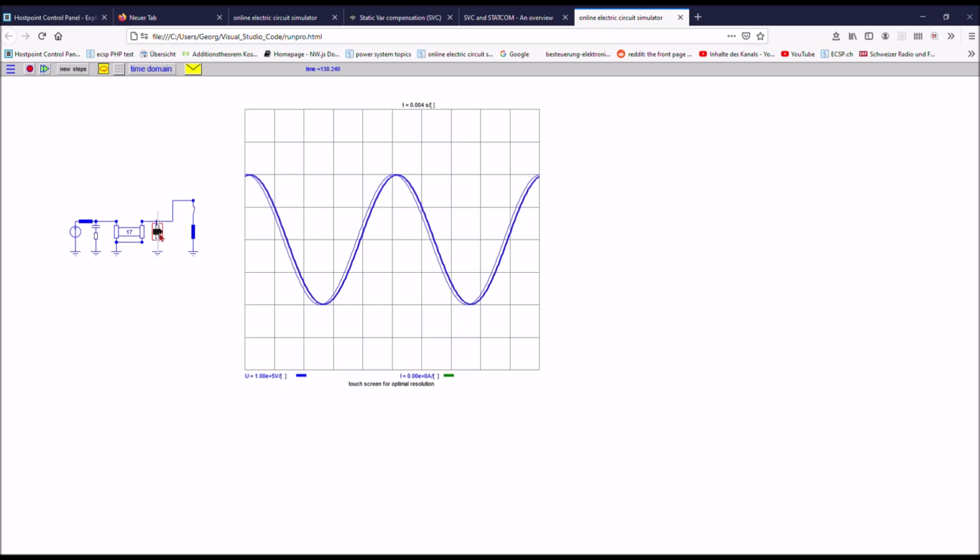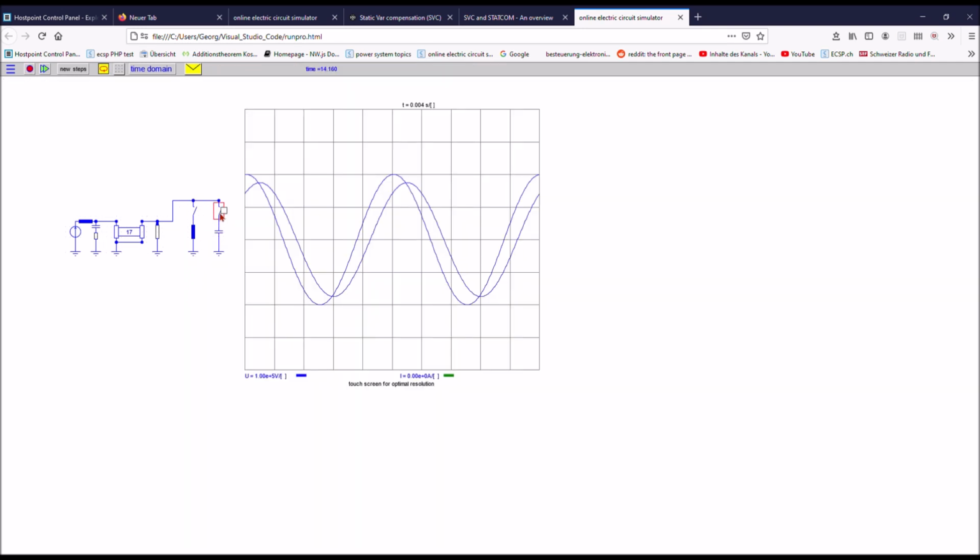If I increase my load, you see that the voltage is decreasing, so I have a too low voltage, and in order to mitigate the undervoltage, I first disconnect the reactor. If I further increase my load, I come into an undervoltage situation, and then I have to compensate the undervoltage by means of a capacitor. Now, if I connect the capacitor, you can see that the undervoltage is compensated.